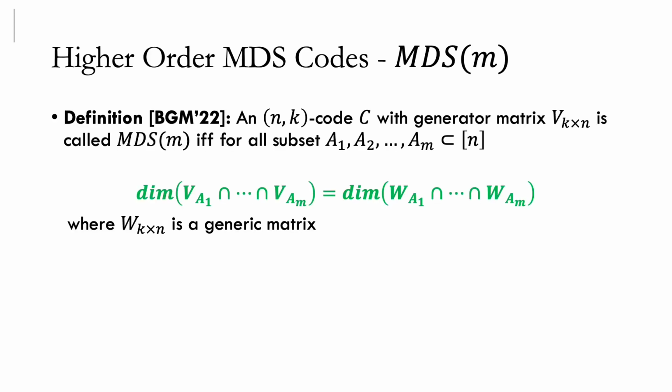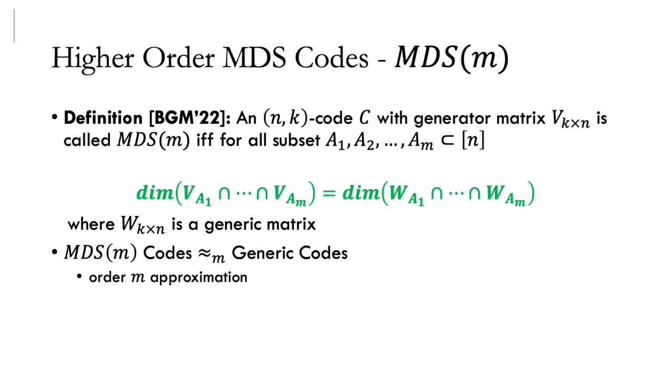This leads to our definition of higher order MDS codes. We define an order M MDS code as a code with the property that for any sets A1 through AM, the dimension of VA1 through VAM all intersected is equal to the dimension of WA1 intersected all the way with WAM. This definition first appeared in a prior work of ours.